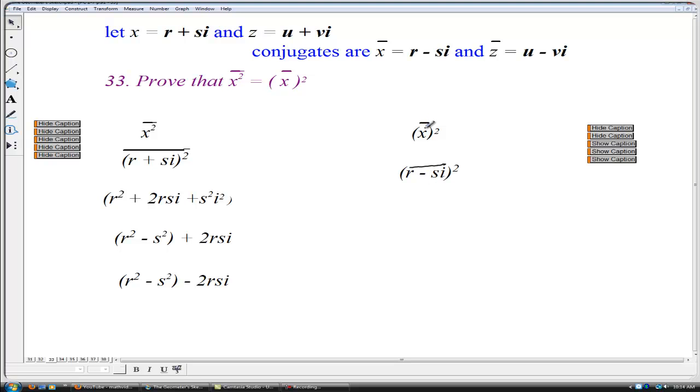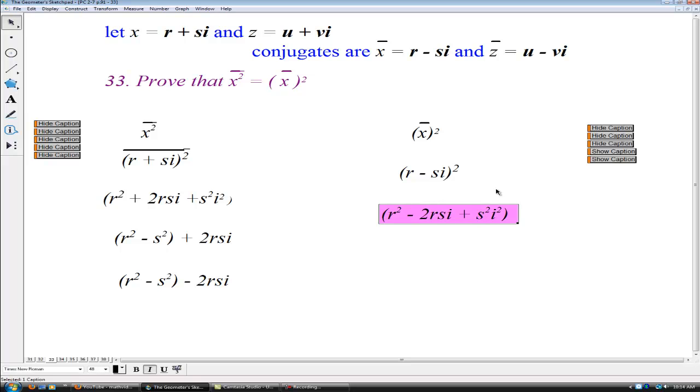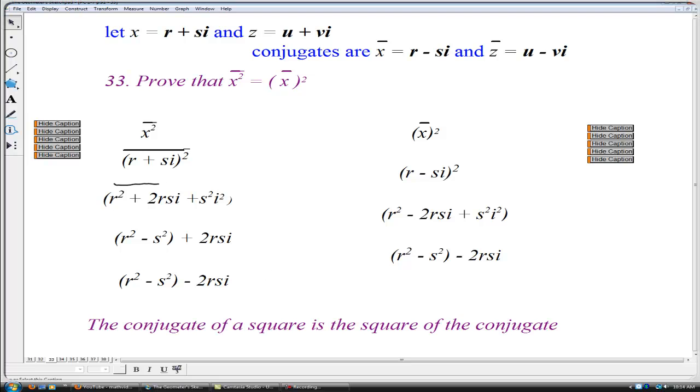But the conjugate of x was given as r minus si. So multiply that out, then combine like terms, and we have our real and our imaginary. And again, we've achieved the same thing on both sides of this proof. And again, this was a conjugate, this was a conjugate.